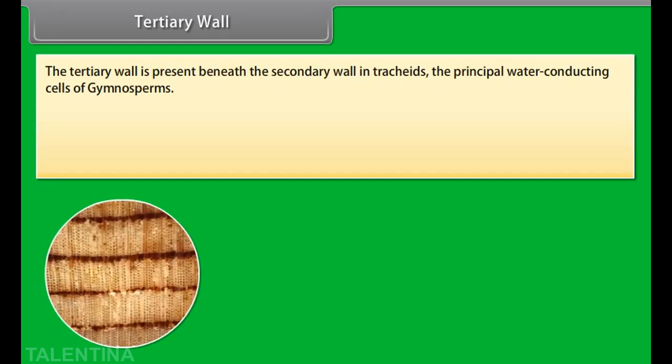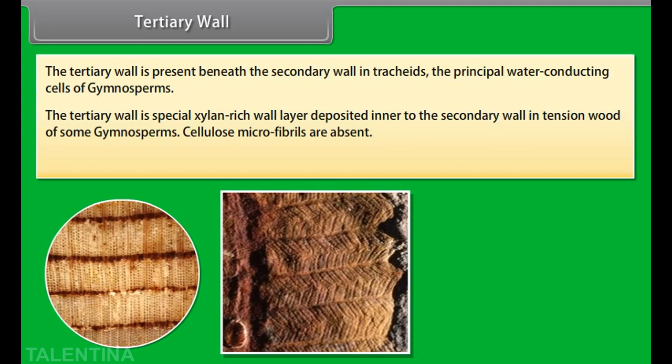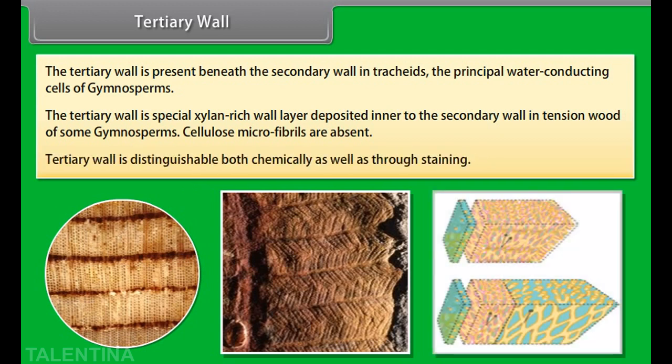Tertiary wall. The tertiary wall is present beneath the secondary wall in tracheids, the principal water-conducting cells of gymnosperms. The tertiary wall is special xylan-rich wall layer deposited inner to the secondary wall in tension wood of some gymnosperms. Cellulose microfibrils are absent. Tertiary wall is distinguishable both chemically as well as through staining.